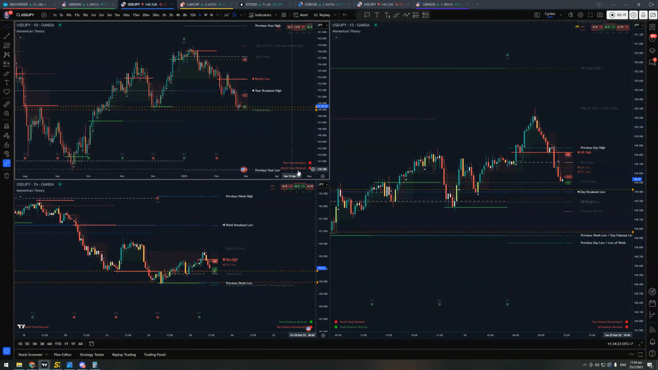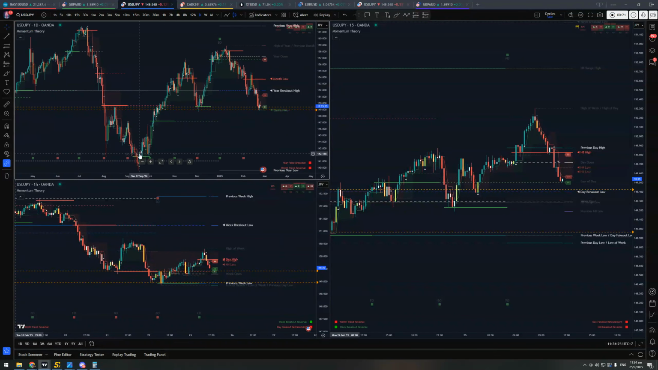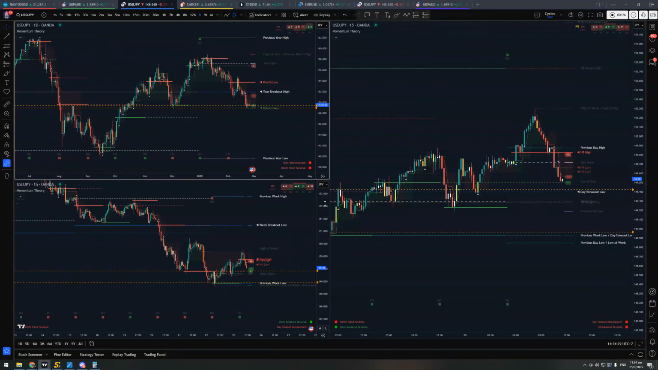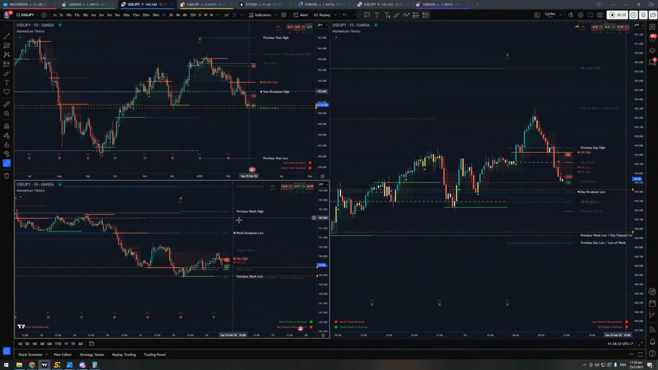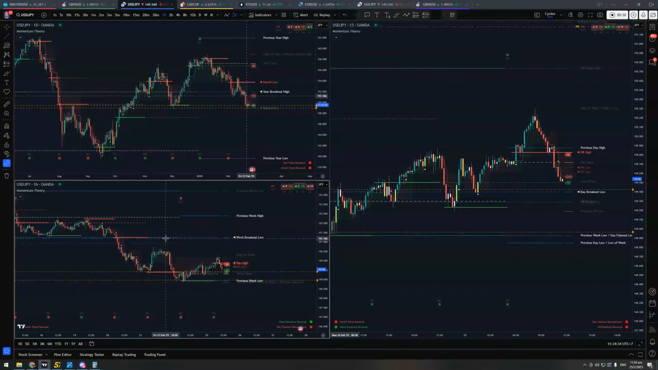So monthly traders are currently in trend reversal. Previous trend was bullish, and now the current trend is bearish. Monthly traders are in bearish breakout. Weekly traders are also in bearish breakout, broke out below the previous week low, and we're still below the weekly breakout level.